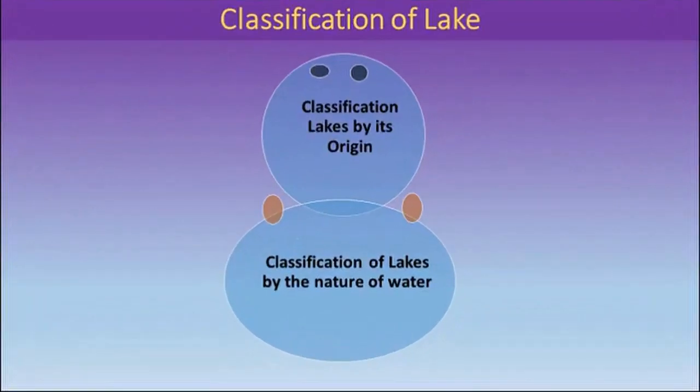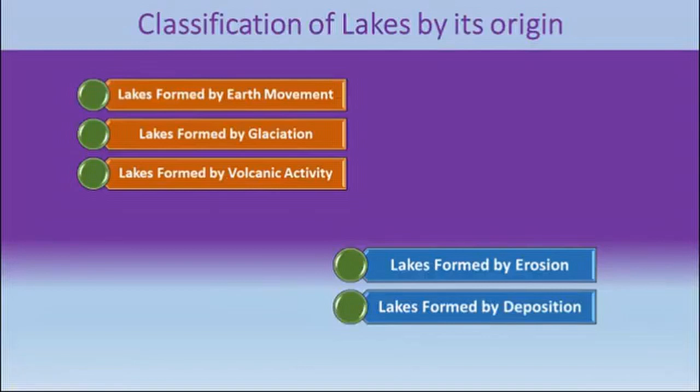Now classification. We can classify lakes on the basis of their origin and also by the nature of the water. Let us start with the classification of lakes by their origin. By their origin, lakes can be classified into 5 types.